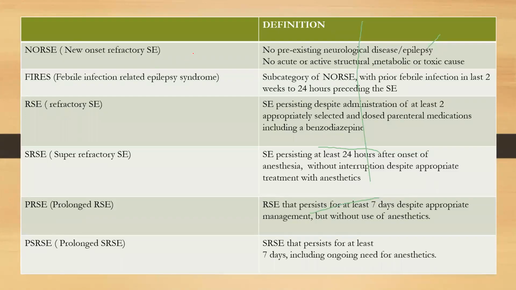So first thing is NORS, that is new onset refractory status. So new onset is basically we don't have a cause for it. That is, there is no pre-existing neurological disease. So there is no history of seizure in the past, or there is no epilepsy in the past, or there is no current event which has caused this status epilepticus. So there is no structural or metabolic cause as well. So in the first 5 minutes, we would have taken all the samples, that is sugars, electrolytes and all, and we do not find any cause and we do not have any history. So we can put that as NORS, if at all the seizures go uncontrolled and they go into refractory seizures.